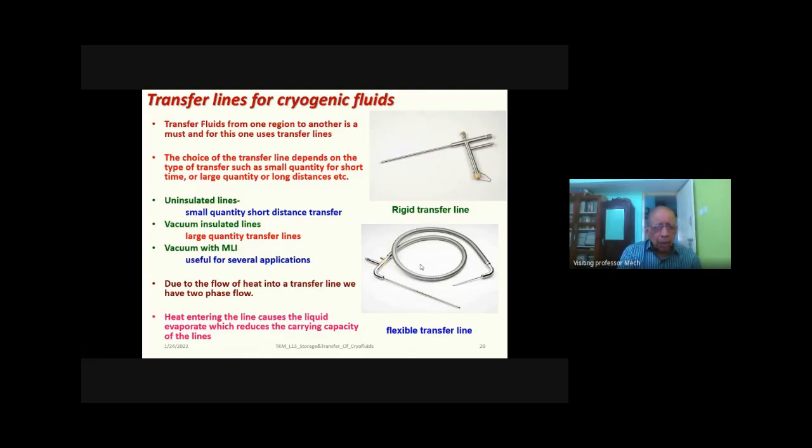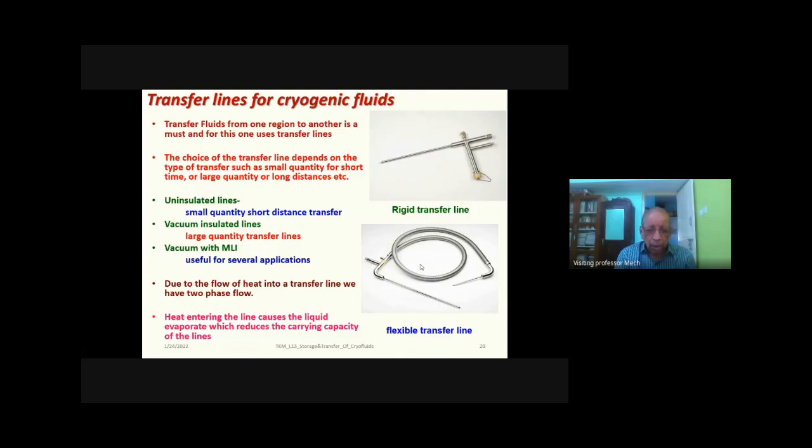Now coming to the different types of transfer line, let's say the uninsulated line. The uninsulated line is generally used for small quantity transfer and also short distance transfer of particularly cryogenic fluids like liquid nitrogen, etc. Of course, liquid helium you cannot transfer at all.